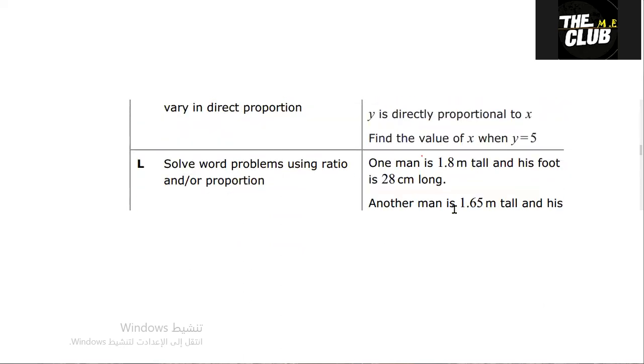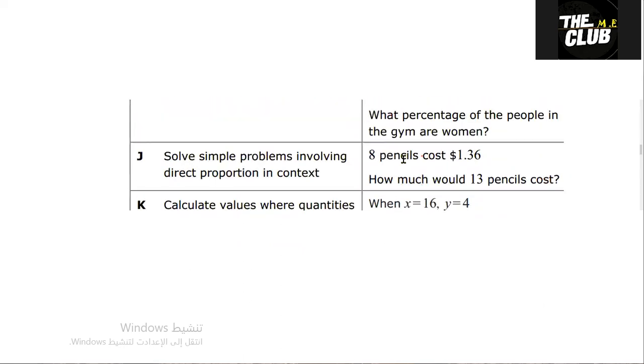We can use the X method here in direct proportion. Okay. 8 pencils cost this. You find how much 1 pencil costs, right? 8 pencils cost 1.36. You find the cost of 1 pencil and then multiply by 13, right? I can use the X method directly.